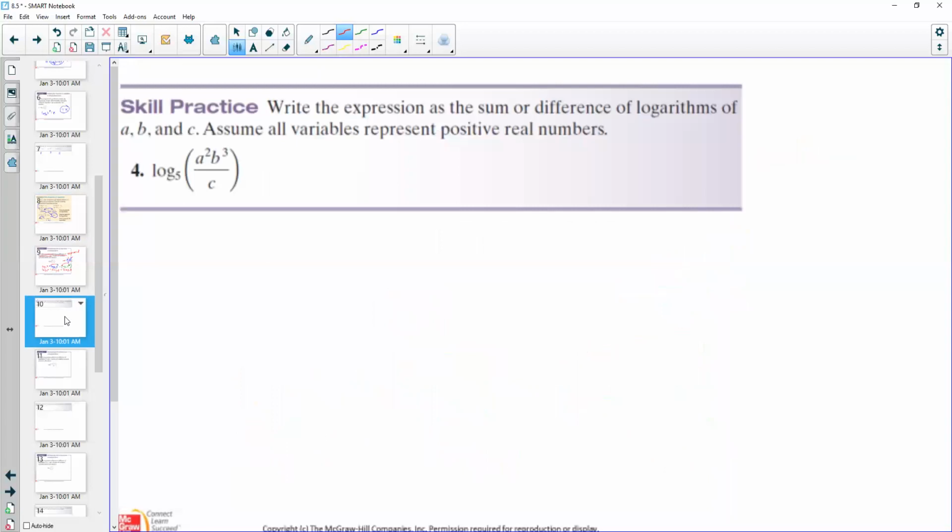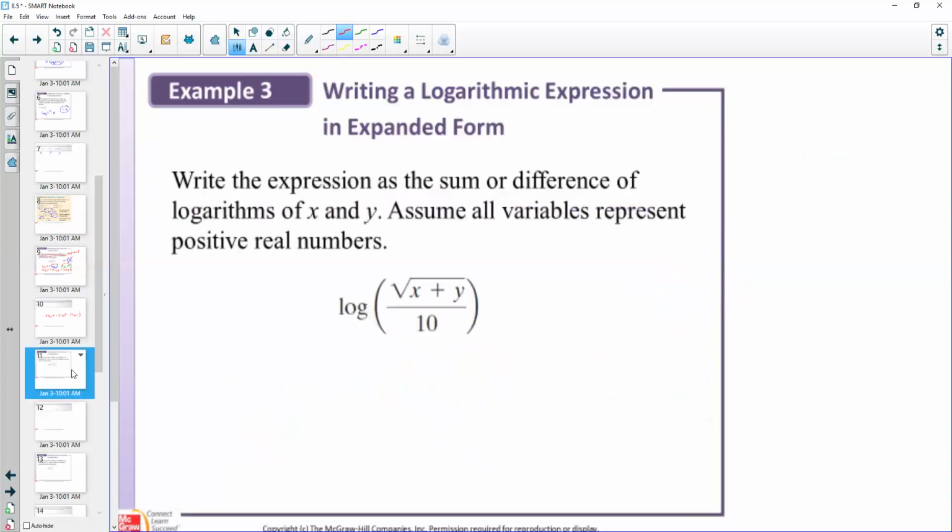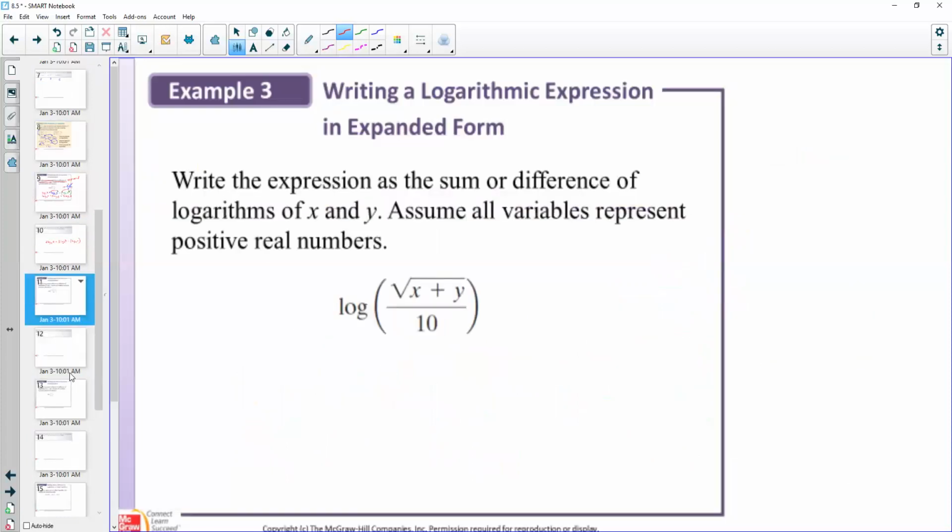You try this next one. It works the same way. When you're finished, you should have 2 log base 5 of a plus 3 log base 5 of b minus log base 5 of c. Okay? All right. Now let's try another one.